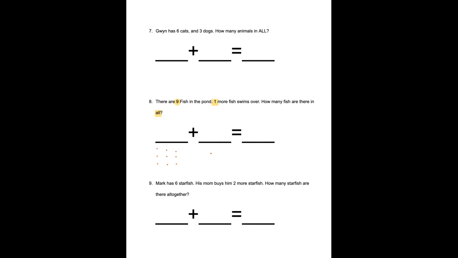So let's do this. So we have 9 here. So we're going to do it like this time. We have 9 here. Ooh, plus 1 more. So we're going to write our 1. Let's count them together. We have 1, 2, 3, 4, 5, 6, 7, 8, 9, 10. All together. In all, we have 10 fish in the pond.